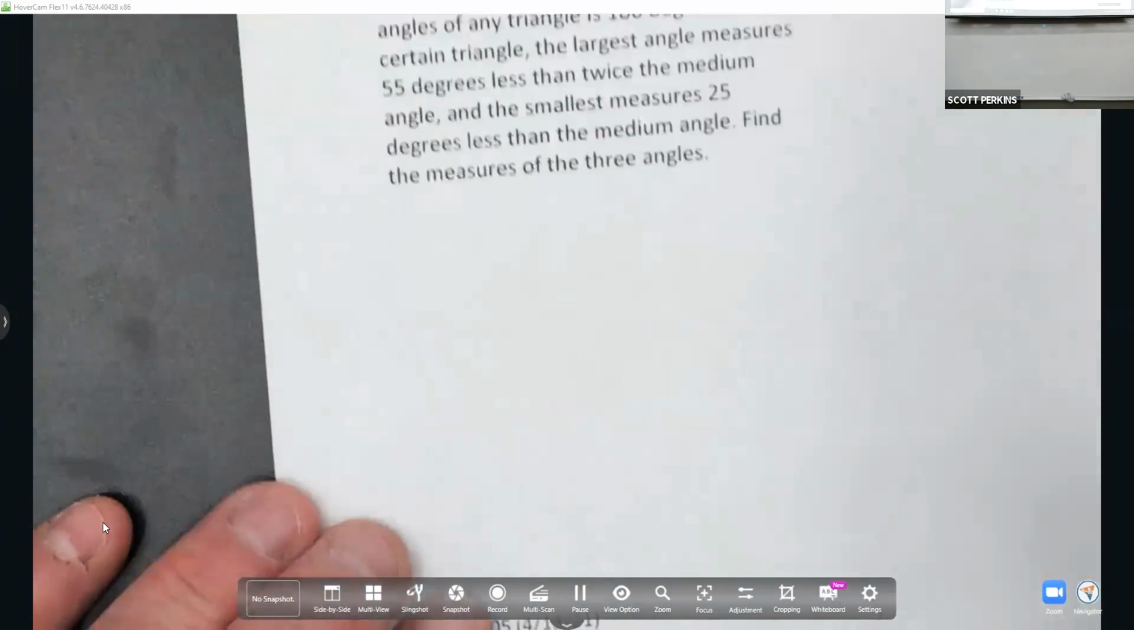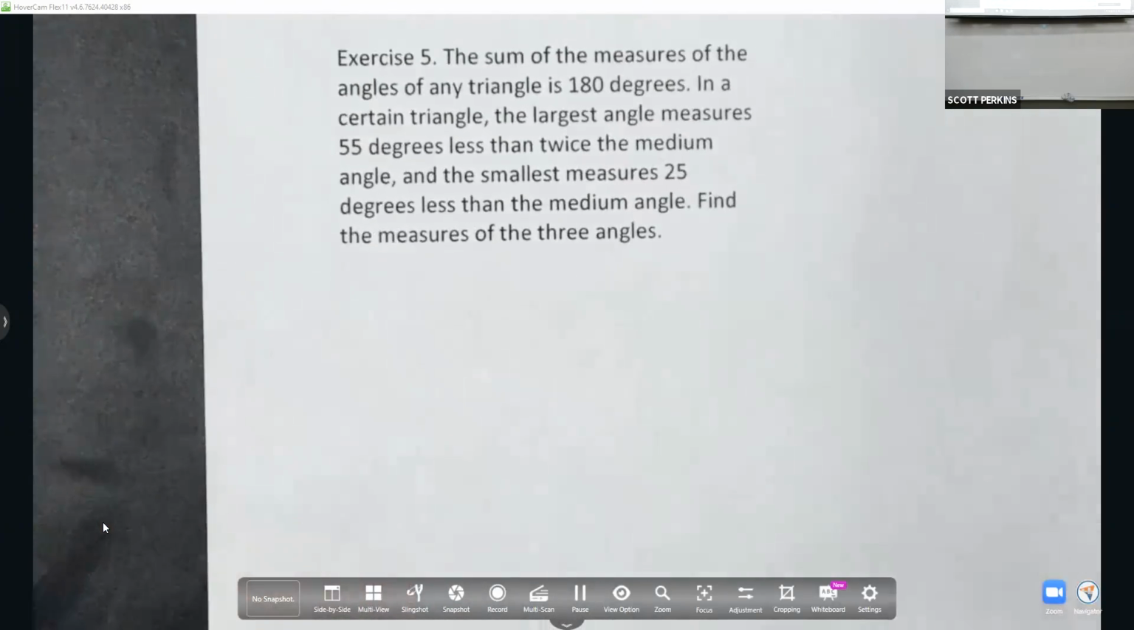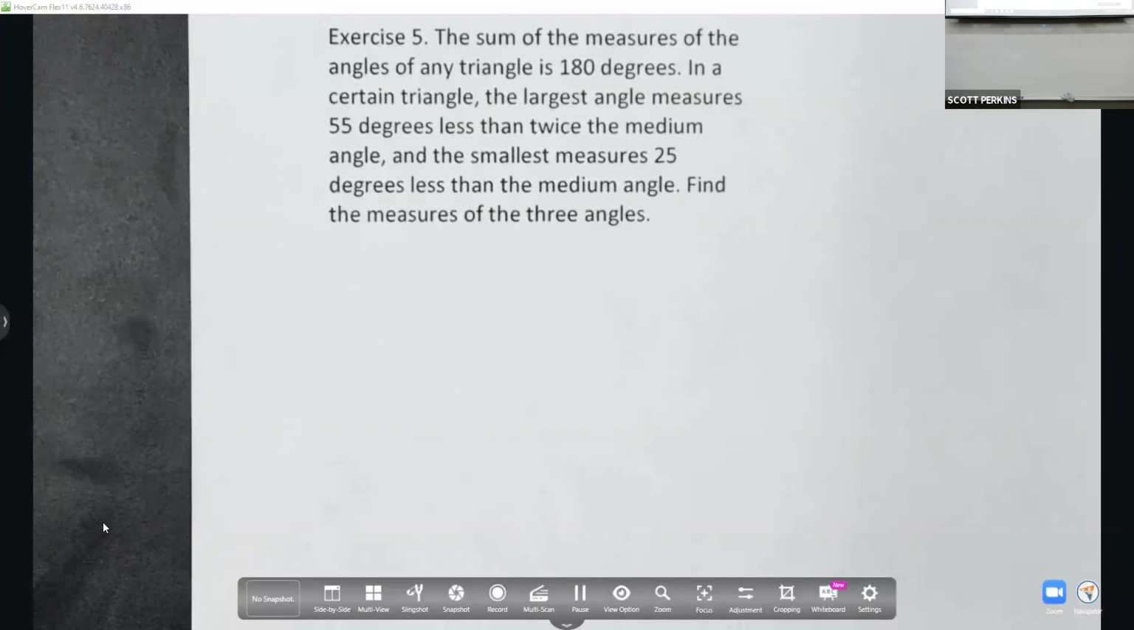So one more. Take anything you might have learned and do the same thing here. I tell you right up front in this problem, because it might not be common knowledge, that the sum of the measures of the 3 angles of any triangle is 180 degrees. That is a geometry fact that never changes. So you need that information as part of this problem.